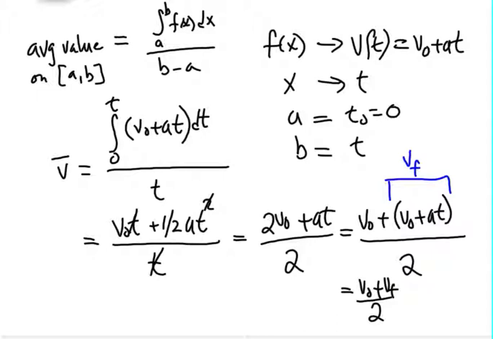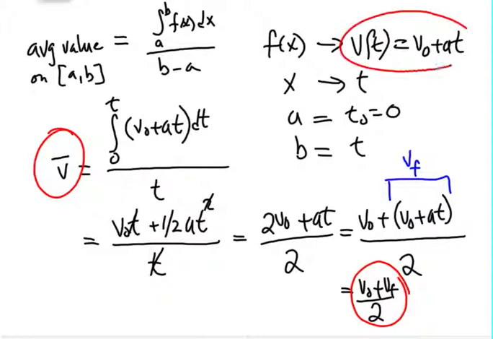The average velocity over here is just equal to the arithmetic average of the initial and the final velocities. So long as this right here is the function that describes how velocity changes with time, and remember that right here was a consequence of constant acceleration. So this is true only for constant acceleration.